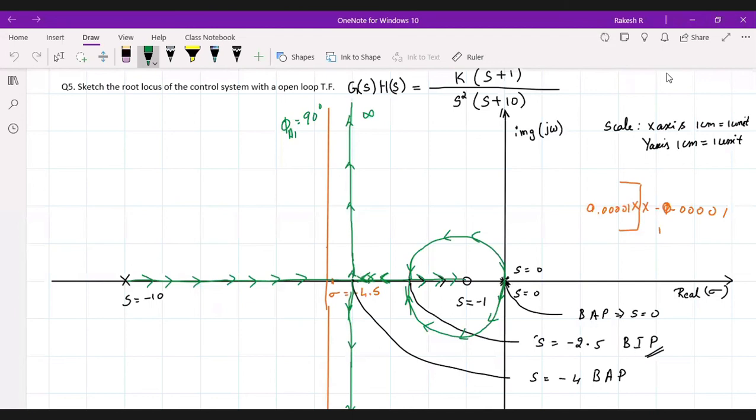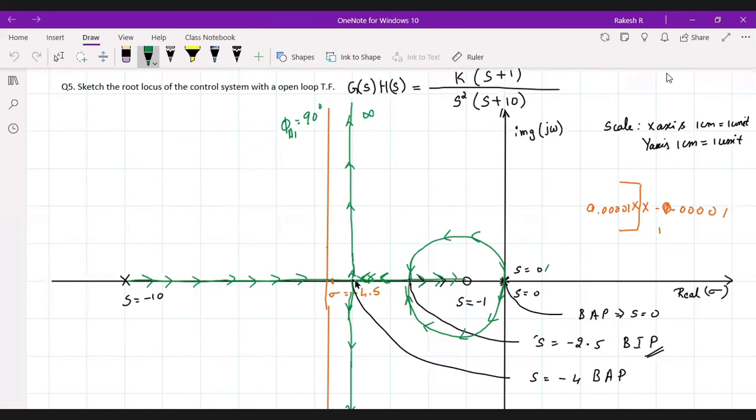So one root will be starting at s is equal to 0 and it will come and merge on the real axis at s is equal to minus 2.5. Another root will be starting from s is equal to 0 and comes in the line below and merges at s is equal to minus 2.5 on the real axis. One root will come here and terminate at s is equal to minus 1, that is at 0, and another root will be going towards the left, and it is finding one more breakaway point at s is equal to 4.